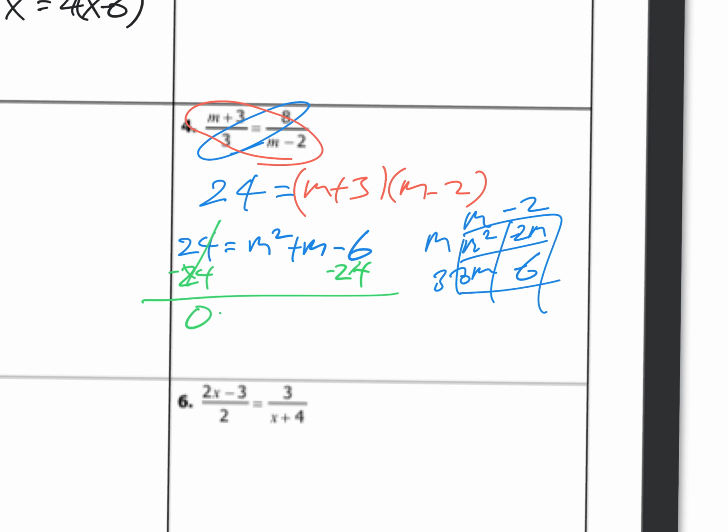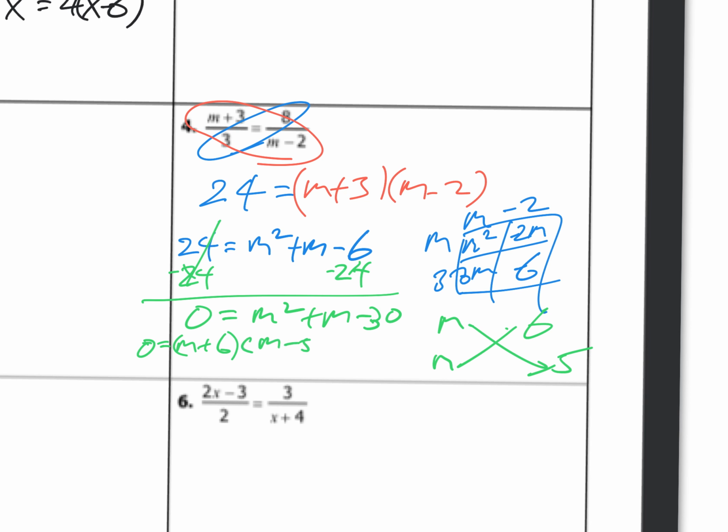So we get 0 equals m squared plus m minus 30. Once you get here, you see a trinomial, so of course you should use a big X. In this case, I believe it is 6 and negative 5. So then you get 0 equals m plus 6 times m minus 5.